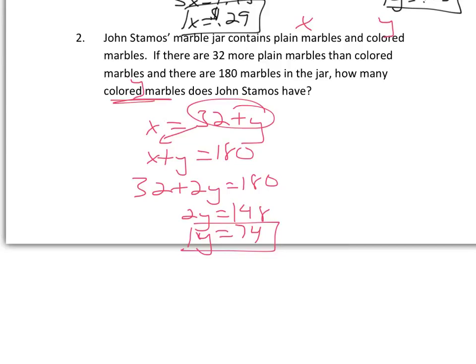So if you have 74 plain or colored marbles, that's exciting. All right, let's make sure that this makes sense. So that means you'd have 106 of the plain ones, which is 32 more, which adds up to 180, so we are good to go.